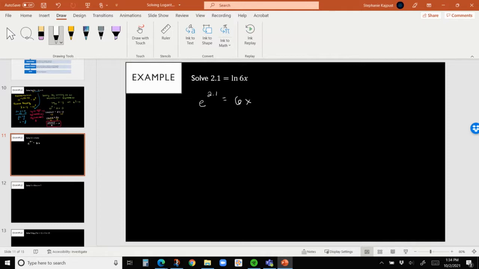So generally what we do, especially when you have something with e, a number that goes on forever, is we're going to leave it in this form and then round at the very end. So we're just going to leave it written as e to the 2.1. And we're going to divide both sides by 6. So this basically gives us e to the 2.1 over 6 equals x. And then this is where we want to round.